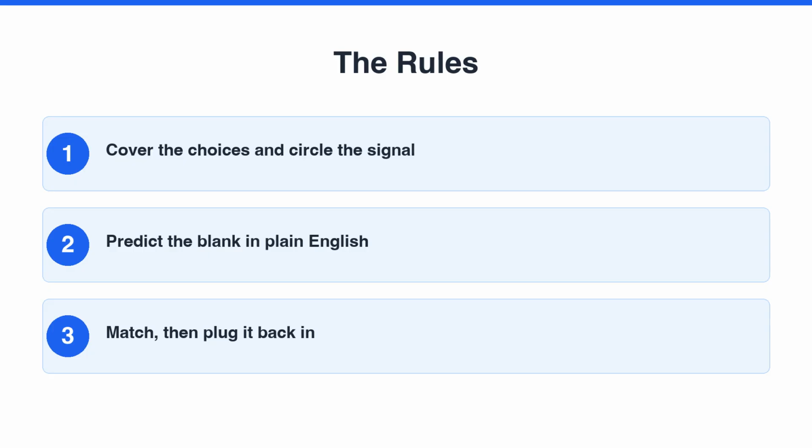Here's the whole method. Check 1. Cover the choices and circle the signal. Before you even read A through D, find the clue that pins the blank, a colon or dash, a contrast word like but or although, a cause word like because, or a definition sitting right beside the blank. Check 2. Predict the blank in plain English. Say what it means in your own words. 2 plain words are plenty. Check 3. Match, then plug it back in. Pick the closest choice, plug it in, and confirm it fits both the meaning and the tone.